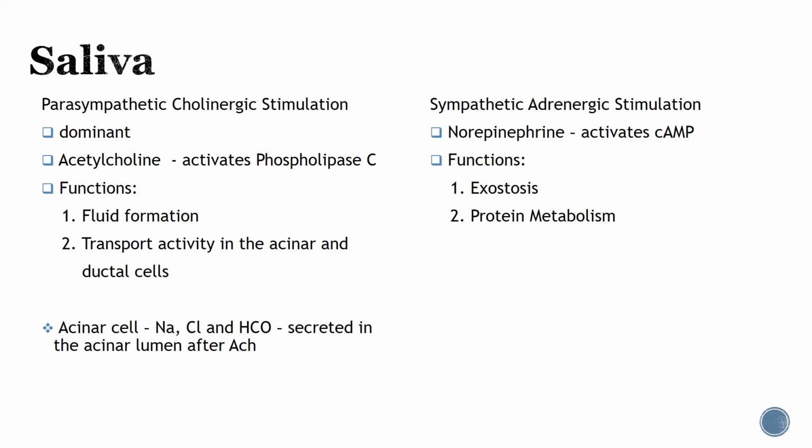The parasympathetic cholinergic stimulation is dominant and uses mostly the neurotransmitter acetylcholine to activate phospholipase C. Its functions include fluid formation and transport activity in the acinar and ductal cells. Sympathetic beta-adrenergic neurotransmitter is predominantly norepinephrine. Its functions include exocytosis and protein metabolism in the acinar cells. Sodium chloride and bicarbonate are secreted in the acinar lumen after the parasympathetic neurotransmitter acetylcholine attaches to the parasympathetic M3 muscarinic receptor.